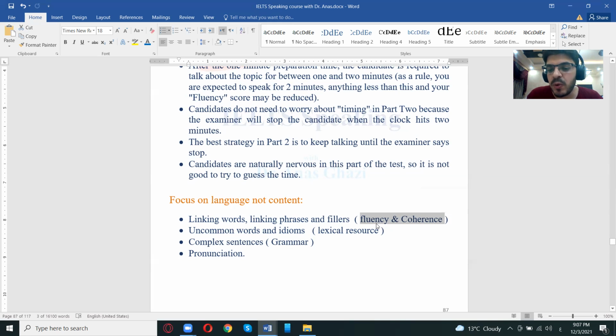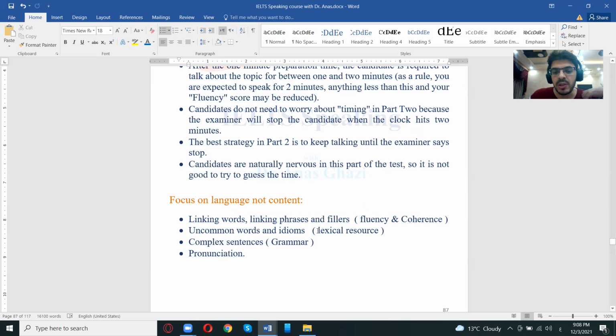And what we mean by fluency and coherence is that you speak without hesitation, without repetition, and without self-correction. That is the meaning of fluency. Coherence means that you connect your sentences together. So you use some linking words, linking phrases and fillers to make logical sentences for your answer.